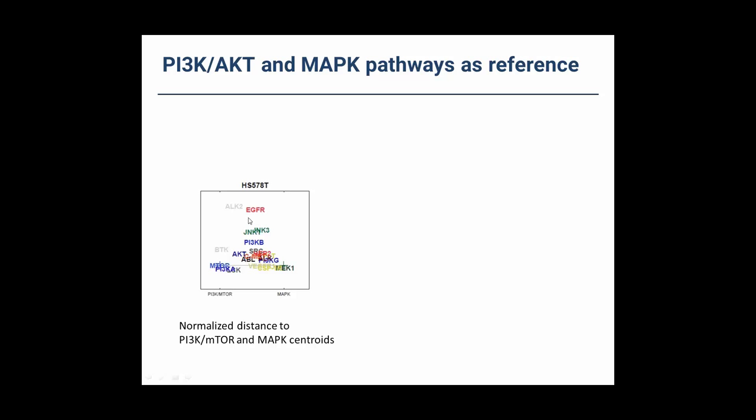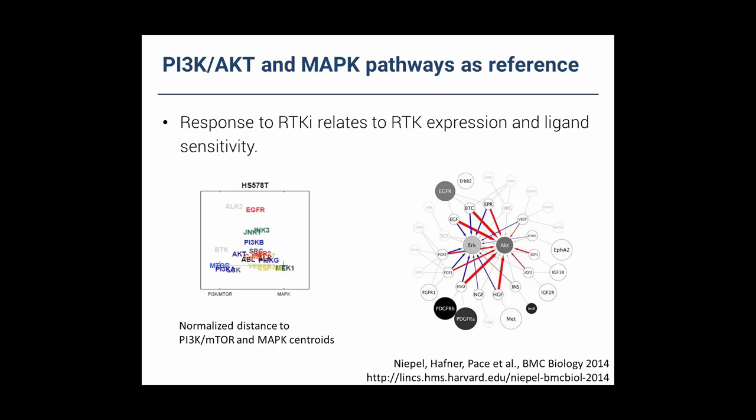And what is interesting is that HS578T is, among the six cell lines that we tested, the only one that has a high level of PDGFR, that also responds to VEGF, that responds to HGF, and all those different RTKs. Especially in that case, the kinase inhibitors targeting those RTKs are found in the transcriptional response. So it seems that there is a relation between the expression of the kinase targets and the transcriptional response.